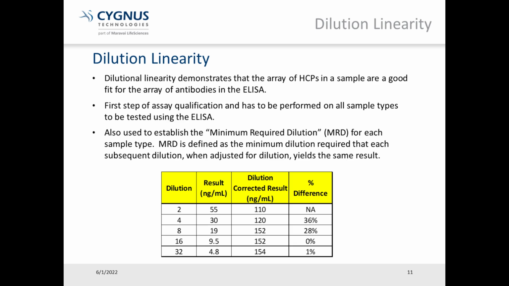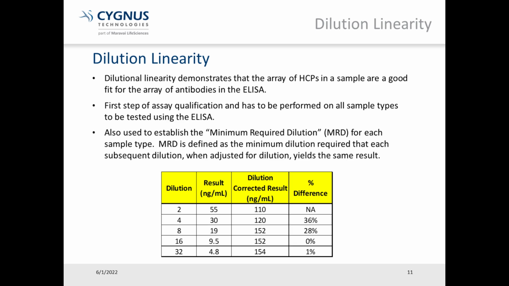The first thing we do to assess the impact of a critical change is dilution linearity testing. And this is usually done for all in-process and drug substance samples for the purification process to be monitored. So first, what is dilution linearity? Let's start by looking at the table on the slide. You will observe that at 1 to 2 and 1 to 4, the dilution corrected result appears to be increasing. However, at 1 to 8 and beyond, the dilution corrected result stays relatively the same for each dilution. This is dilution linearity.